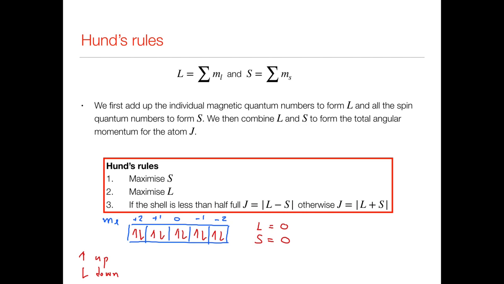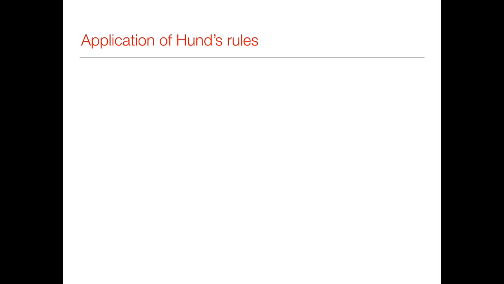Now, I think the best way to get a handle on what Hund's rules are doing is simply to do some examples. So let's have a go at a couple of examples. You can, of course, just pause the video after I've written each of these down, and have a go yourself if you're feeling confident. Okay, so let's have a look at some of these.